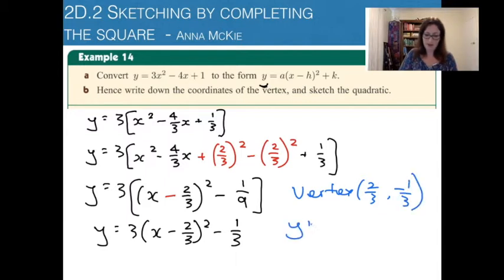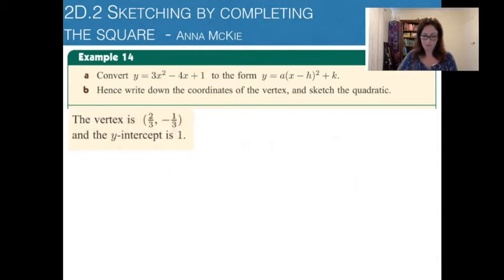And our y-intercept, again, don't look at this for your y-intercept, look back at the very original one, because then you're essentially substituting in x is 0, they disappear, and you're just left with 1. It can be very tempting just to look at this part here. The y-intercept is 1, or 0, 1. Now we're going to sketch that.